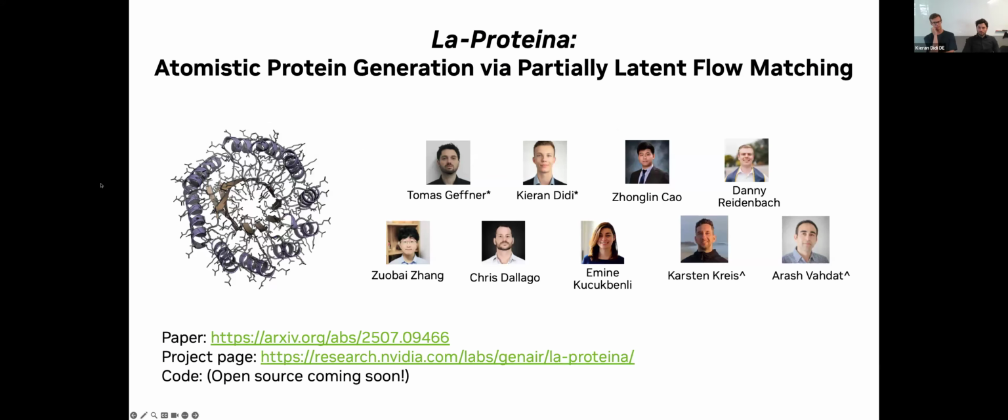We'll be talking about La-Proteina, our latest paper for atomistic protein design. Kieran and I will be presenting, but this was a pretty big team effort by us, Songlin, Danny, Subai, Chris, Emine, Karsten, and also Arash. The paper is on arXiv. We have a pretty nice project page with pretty proteins, and we will open source the code. We're working on it. Hopefully in the next month or so, the code will be out there for people to use.